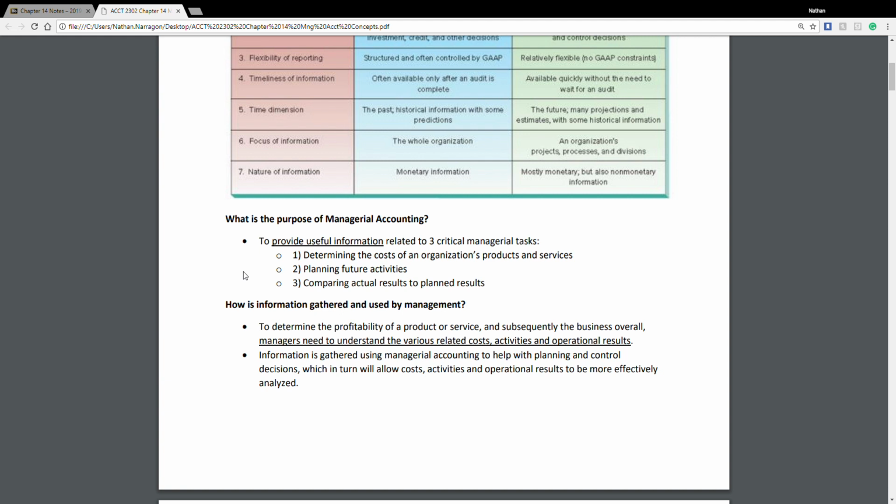So how do we gather this information? Well, we have to actually determine the profitability of the item, or the business overall. So managers have to understand any related costs, activities, and the operational results. With certain divisions, some of them will have things together. So we actually have to eliminate which ones are not supposed to be together.